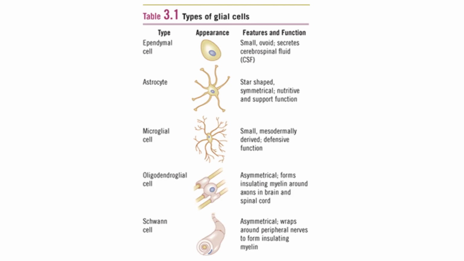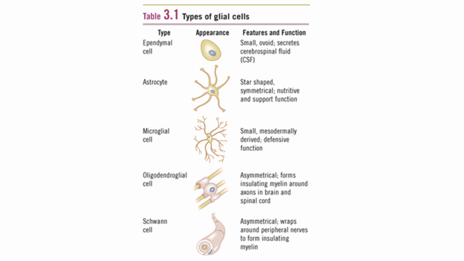And then we have the different types of glial cells. So here you have the 5 main ones. There are a bunch more, but let's talk about these 5 only. So we have the ependymal cell, which is a small cell, and this one is important for creating CSF. So this one creates the cerebrospinal fluid. Then we have the astrocyte. It looks like a star, it's very symmetrical, and it's very important for nutrition and also for support. So we talked about the astrocyte earlier when we talked about the blood-brain barrier.